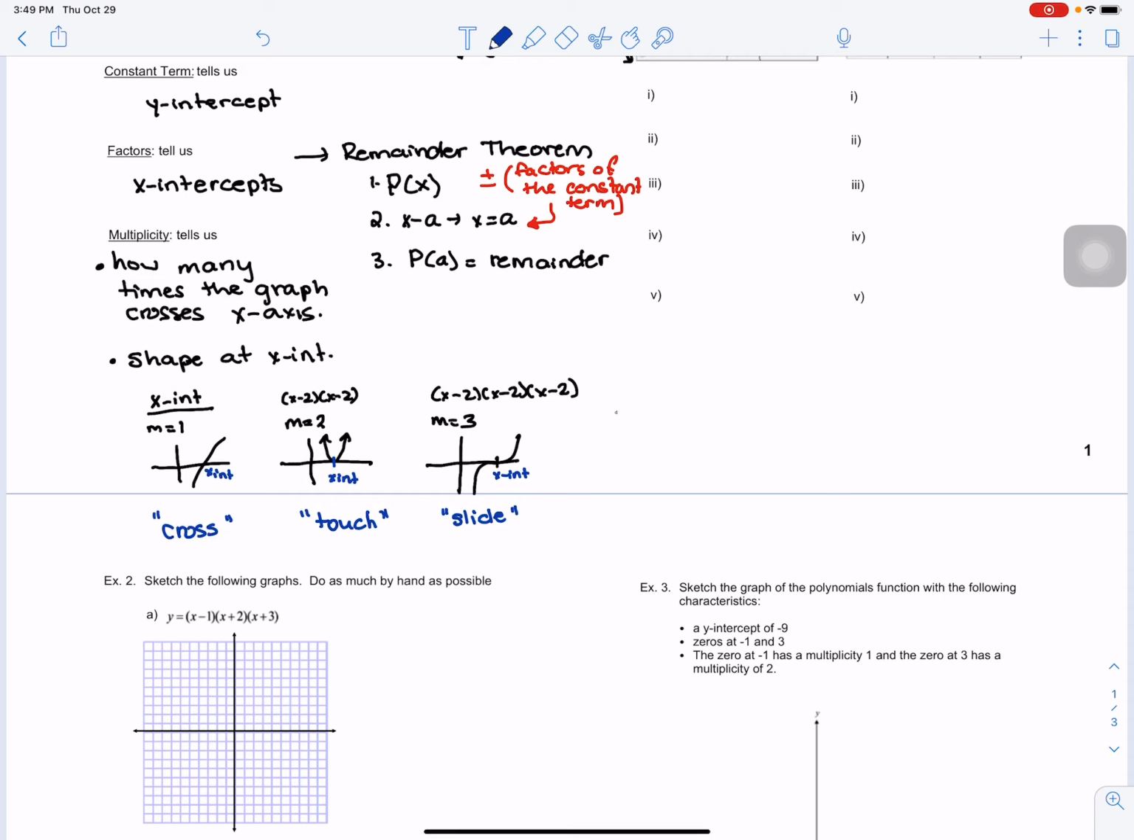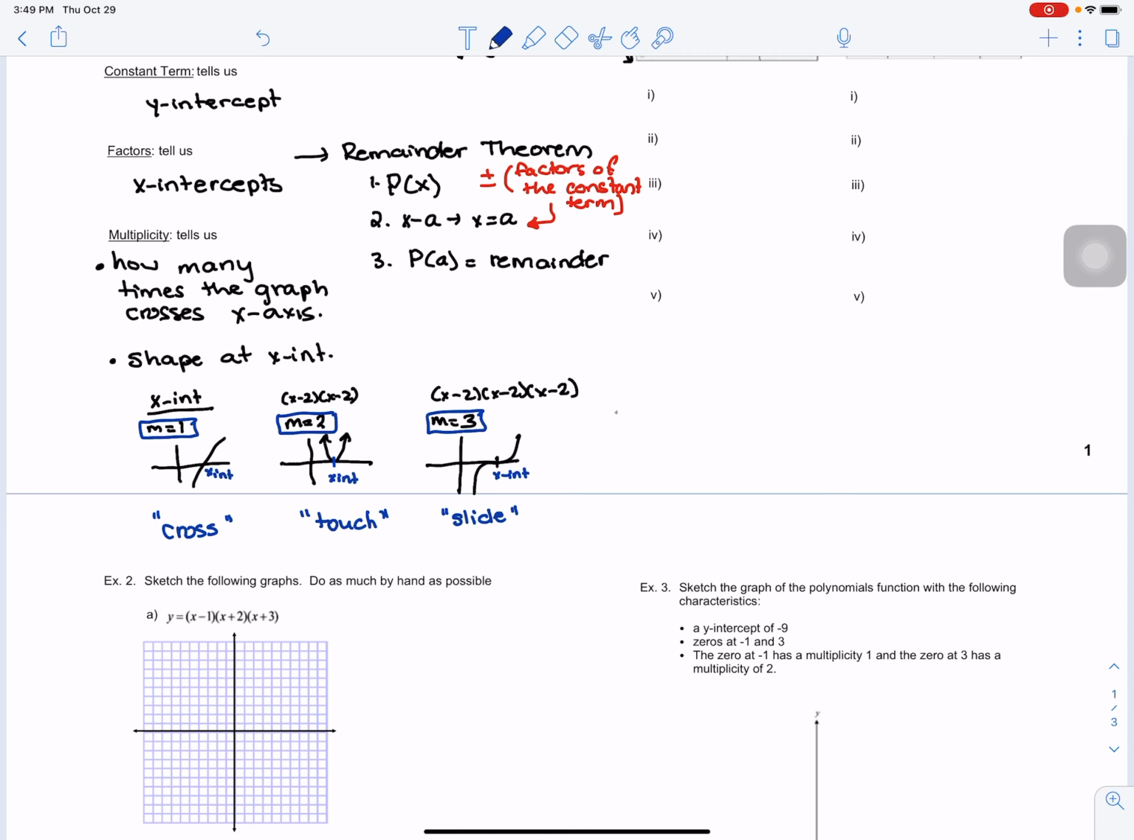Now these are names that I just make up. They're not actual formal names that we use. So again, when they ask you for the multiplicity, you can think of cross, touch, and slide. But again, multiplicity is the specific number of times that you see a factor occurring.